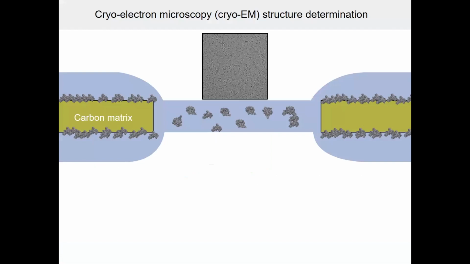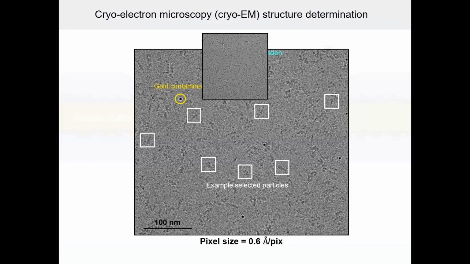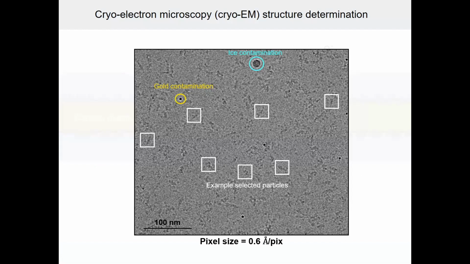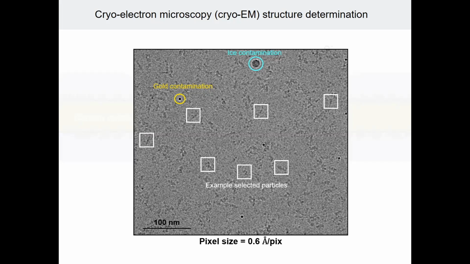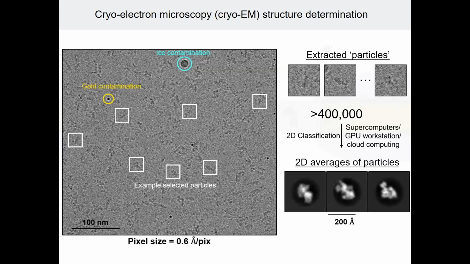So the idea of cryo-EM is simple. Basically, we illuminate single particles in the vitreous ice with the electron beam, and we obtain 2D projections of single particles from ideally different orientation angles. And then we pick particles from the micrographs and try to avoid the contaminations. We extract these particles, and then we perform 2D classification.